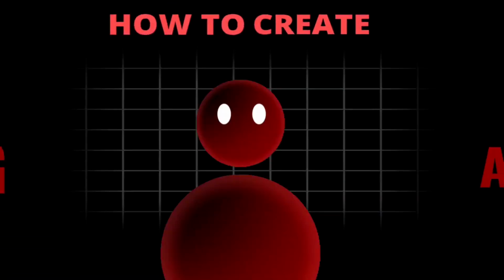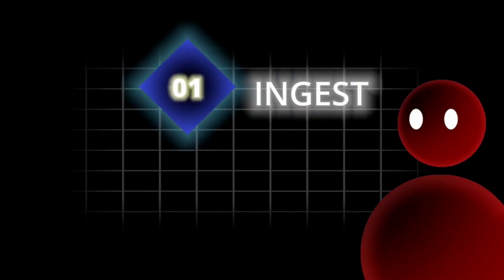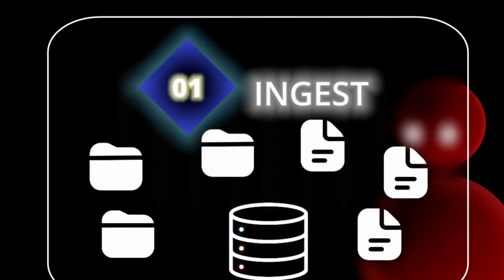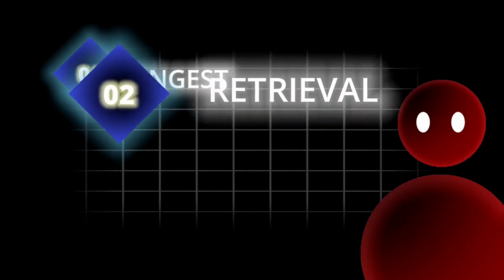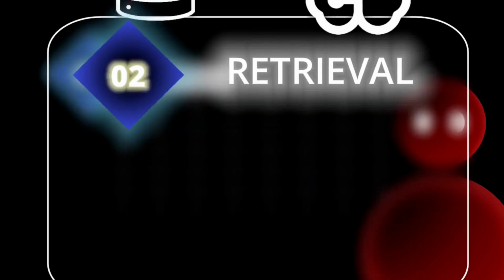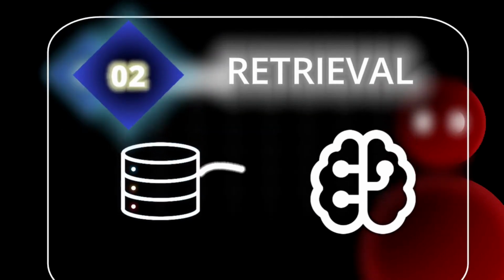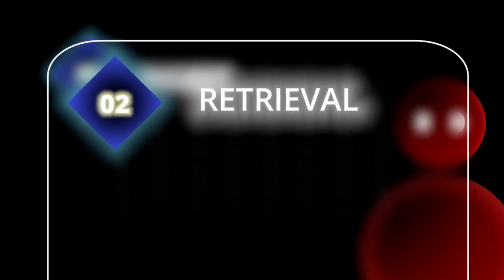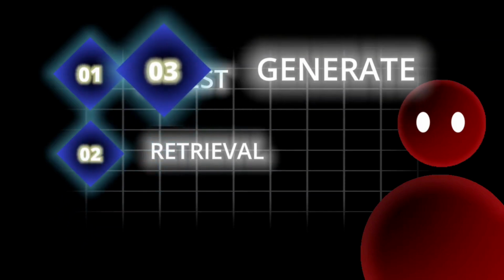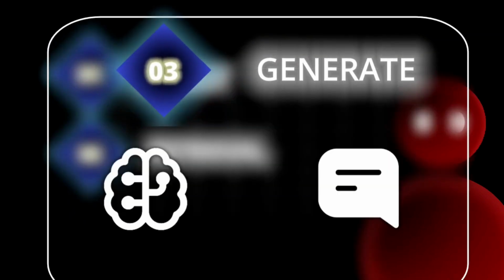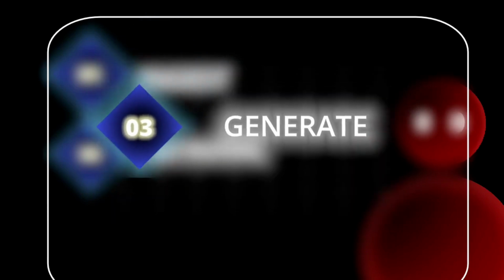RAG agents are the solution for it. Step 1. Ingest. Here you feed in your knowledge, PDFs, spreadsheets, anything you want AI to answer. Step 2. Retrieval. Here your uploaded info is gathered by the AI and it analyzes it further. And last step 3. Generate. When you ask a question, the AI pulls the right info from the database and crafts a natural, human-like answer.